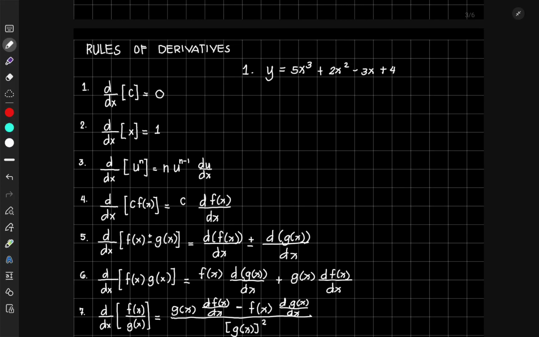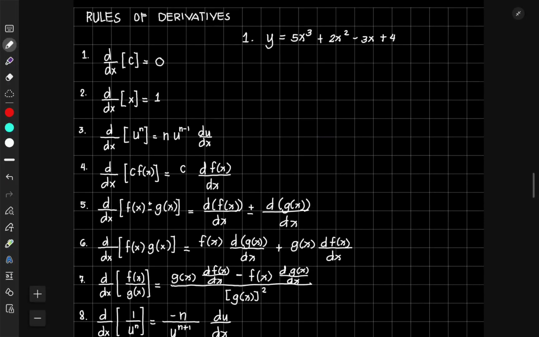So, yung mga rules na ating gagamitin for example, number 1 is, una, we have rule number 5, which is yung addition or subtraction of the functions. Kasi makikita natin dito, we have 1, 2, 3, 4 terms siya. So, we have plus, minus, plus dyan. So, we can use tong rule number 5. Distributing lang naman yung derivative.